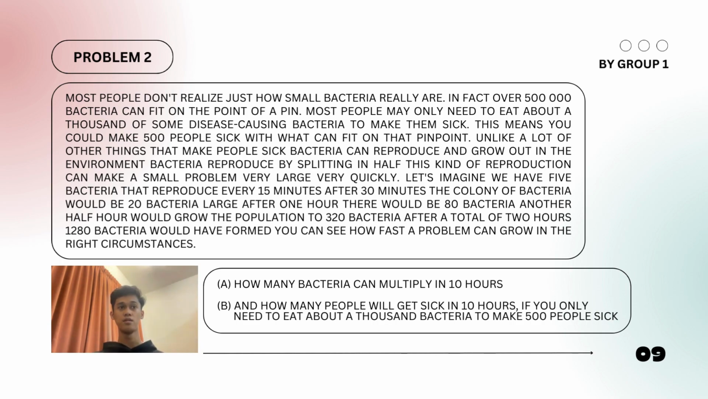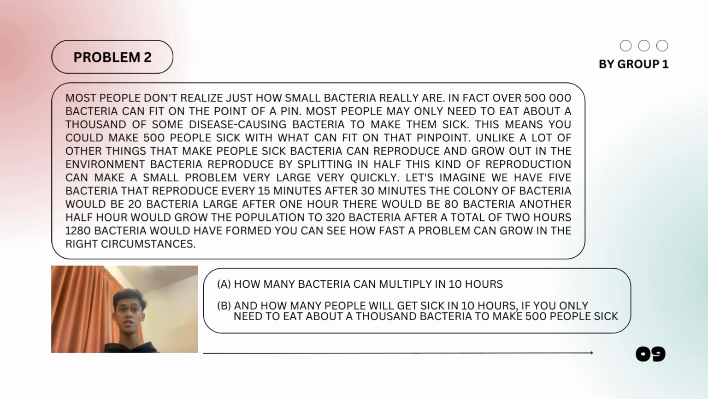Unlike a lot of other things that make people sick, bacteria can reproduce or grow in the environment. Bacteria reproduce by splitting in half. This kind of reproduction can make a small problem very large very quickly. Let's imagine we have 5 bacteria that can reproduce every 30 minutes. The colony of bacteria would be 20 bacteria large after 1 hour. There would be 80 bacteria after another half hour.